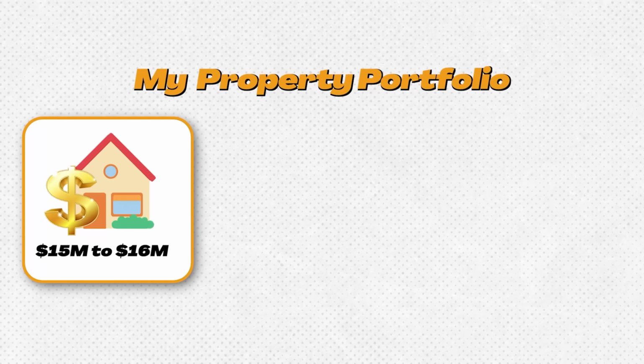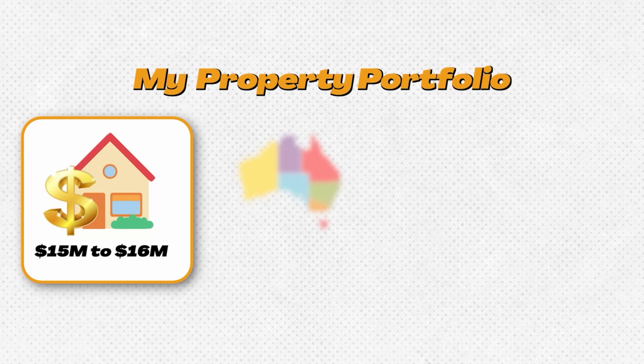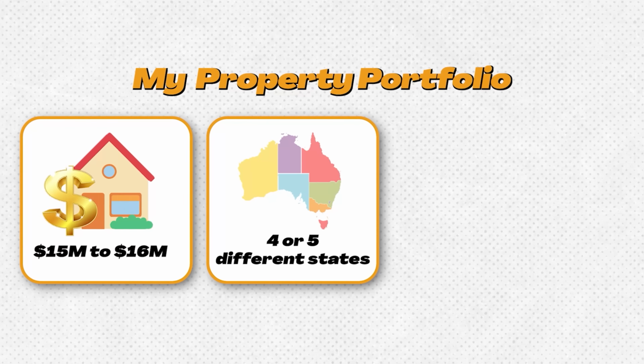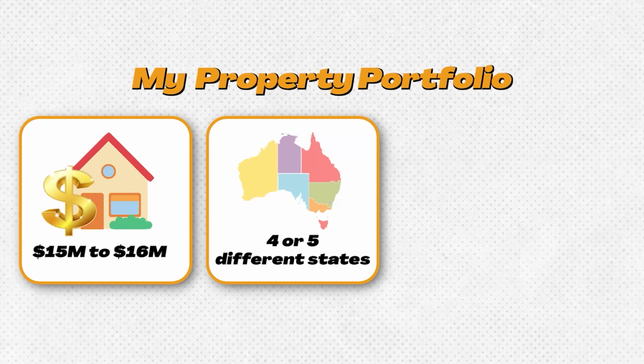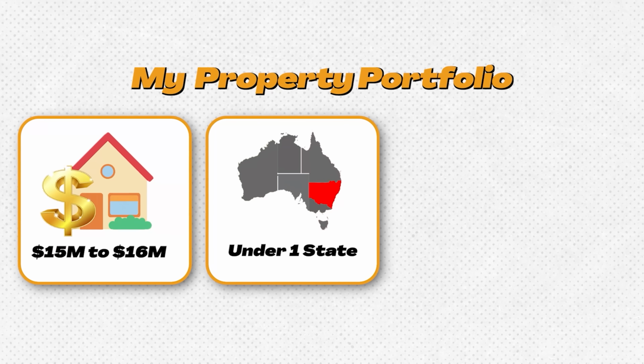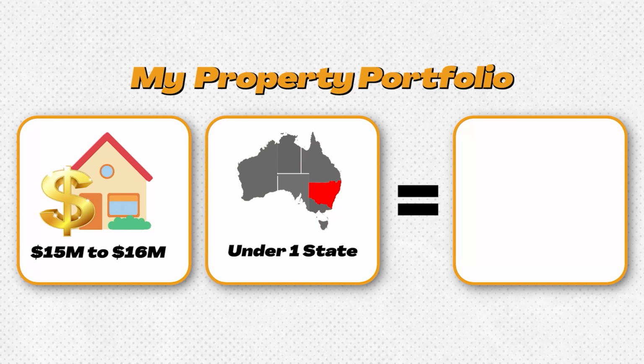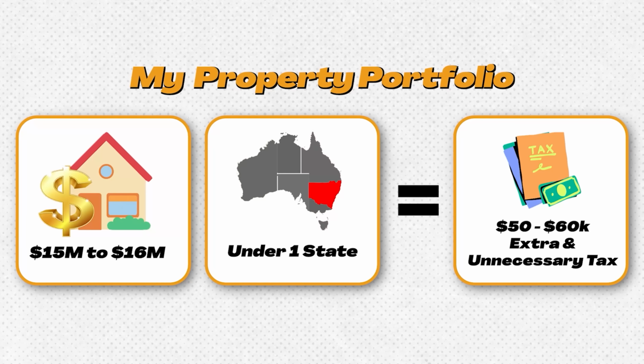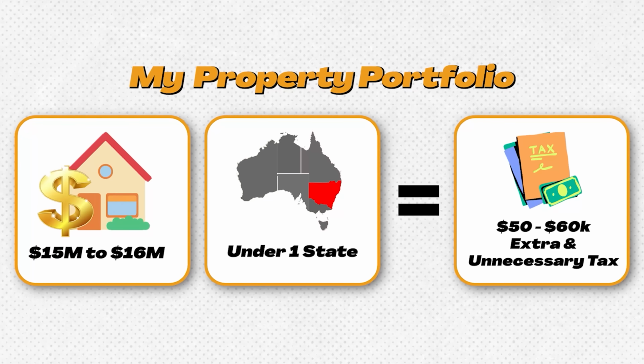Now, I'm going to use my example. I've got a property portfolio around 15 to 16 mil at the moment, and I've got properties across 4 or 5 different states. Now, if I had all of those properties in the one state, I could find myself having to pay anywhere in excess of $50,000 to $60,000 in extra tax that's unnecessary. Now, why I say it's unnecessary, very similar to stamp duty, I think there's a better way to be more efficient with how tax is charged here in Australia. That is a completely different argument, and I'm definitely not covering that off in this video.